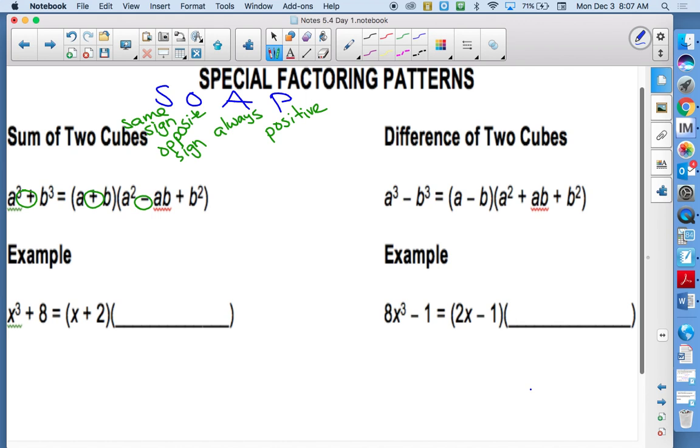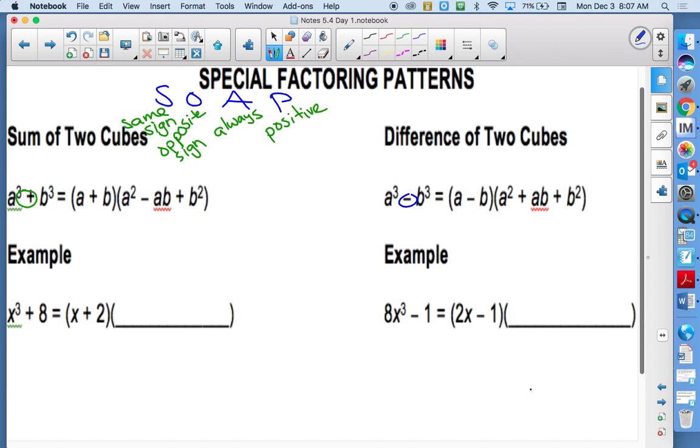There are 3 symbols in the middle of this formula. It's a pattern, it's a formula. Those 3 symbols: same sign, opposite sign, always positive. If I start with a minus: same sign, opposite sign, always positive. So SOAP helps us reference the 3 symbols that go in the middle of the pattern.